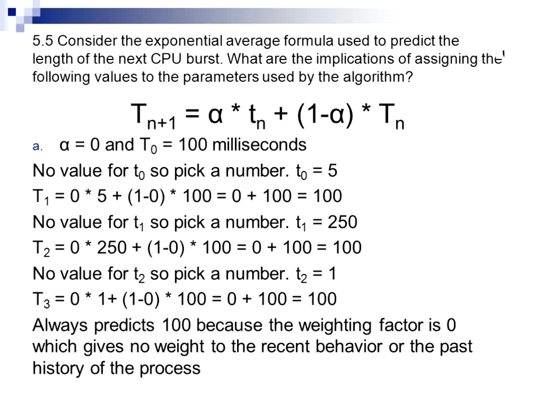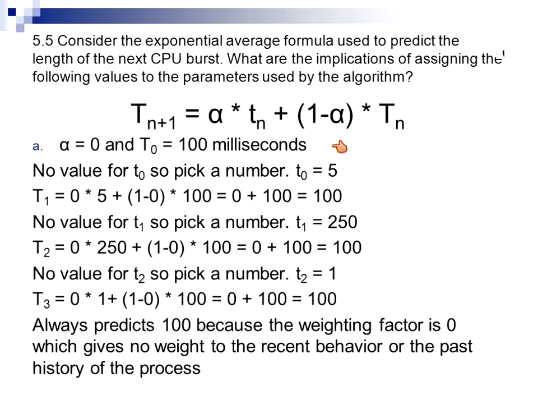And these are now your week 3 questions. And these took a little bit of thought. This question was, consider the exponential average formula used to predict the length of the next CPU burst. What are the implications of assigning the following values to the parameters used by the algorithm? So the first part of the question said, if alpha is equal to 0 and tau sub 0 is equal to 100 milliseconds, what are the implications?